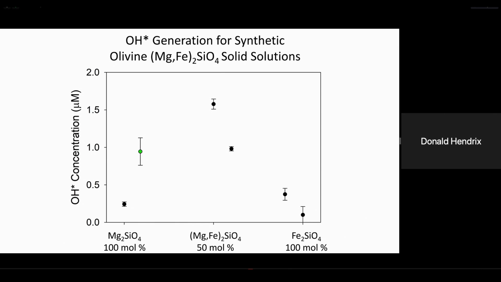We actually thought that the fayalite, the Fe2SiO4, would be the most reactive because, as I said in the previous few slides, the more iron oxide you have in a silicate mineral, the more reactive it is. But for some reason, it is our least reactive mineral, pretty similar to forsterite, which has virtually no FeO in it. But this is a very interesting result.